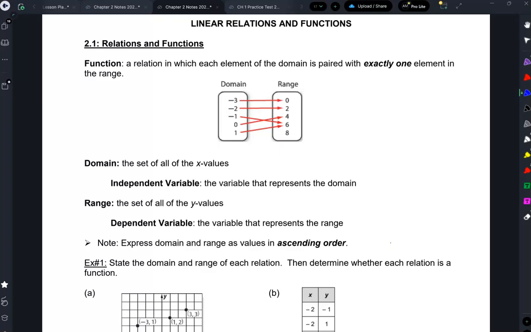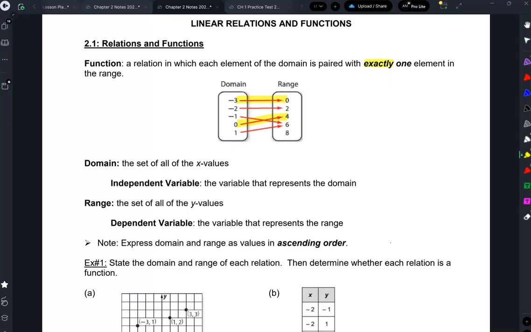Okay, so a function is a relation in which each element in the domain is paired with exactly one element in the range. You see here, the -3 points to just one other number. 0 points to just one number. In math, you know this from geometry, that word exactly has a precise meaning. When you say exactly one, you mean just that. One, not 0, not 2, 1. So one element in the domain is paired with exactly one element in the range.